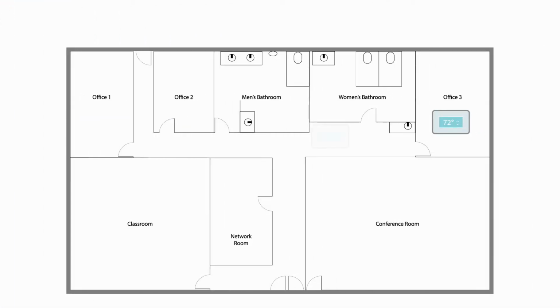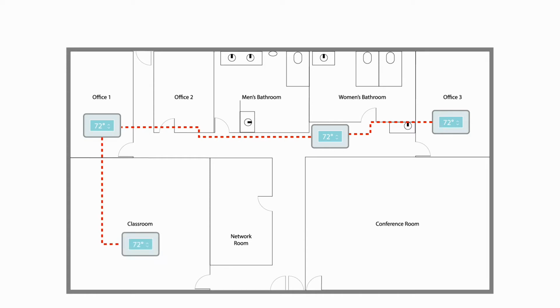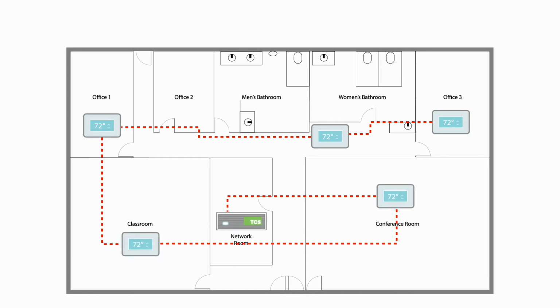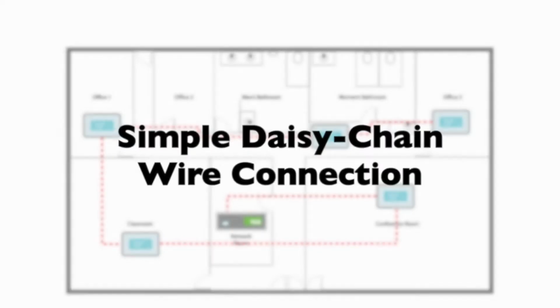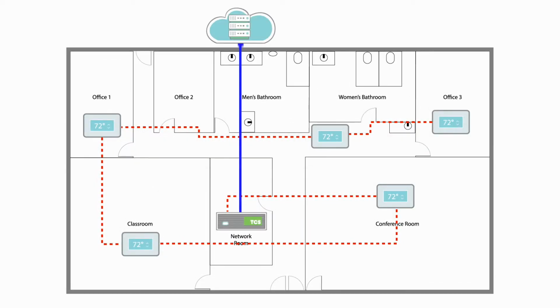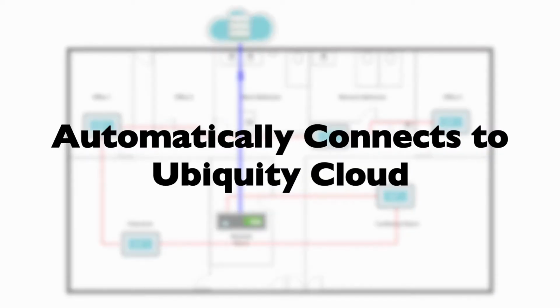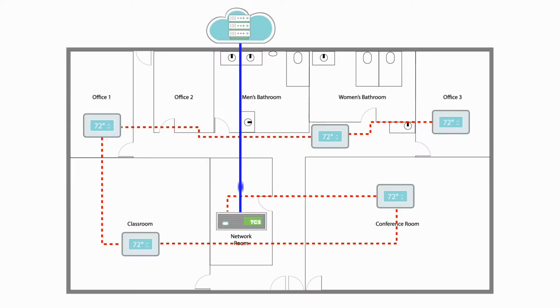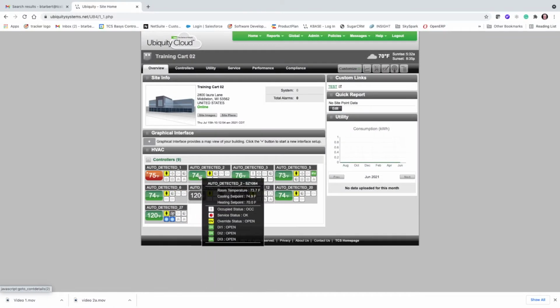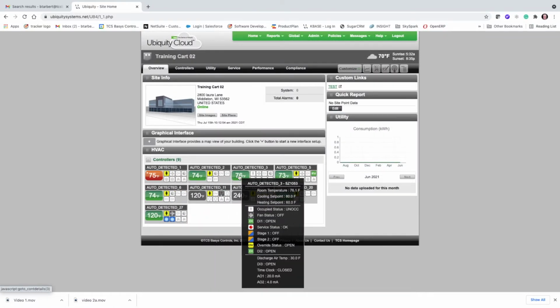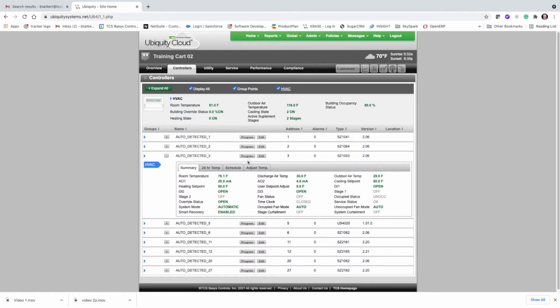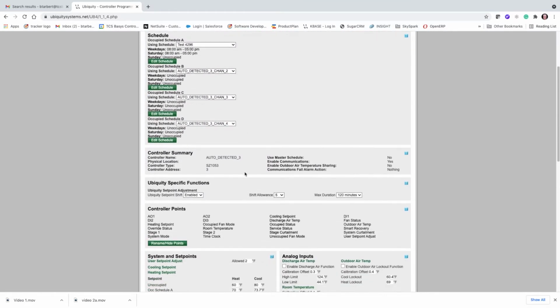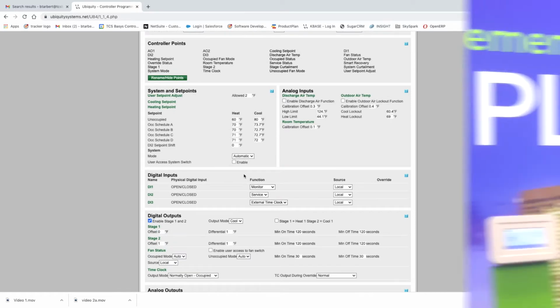Next, thermostats, monitoring devices, and other controls communicate to the building manager through a simple 3-wire cable that's daisy-chained from device to device and terminated at the building manager. The building manager auto-detects all the controls, then sends that information to the Ubiquity Cloud. Ubiquity then automatically creates the icons and graphic displays for each new control, as well as the programming and monitoring pages. It couldn't be more simple or take less time.